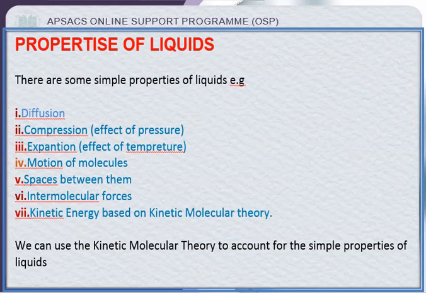Now we will discuss the properties of liquids. There are some simple properties of liquids. For example, number one is diffusion. Number two is compression. Compression means effect of pressure. Next is expansion, that is effect of temperature. Next is motion of molecules, spaces between them, and intermolecular forces. The last one is kinetic energy based on kinetic molecular theory. We discuss all these properties on the basis of kinetic molecular theory.